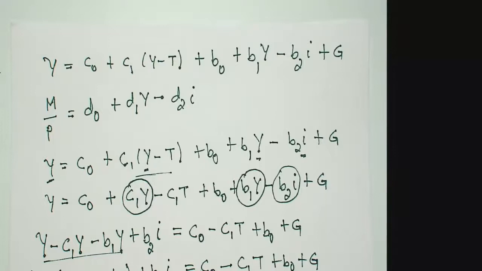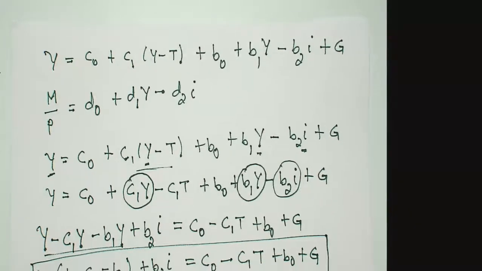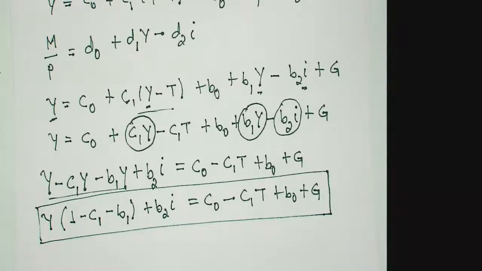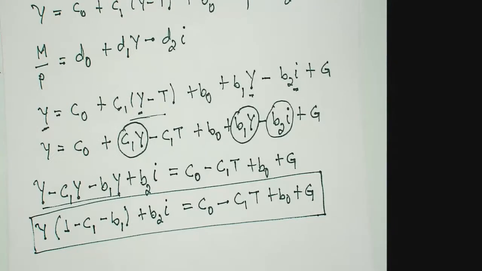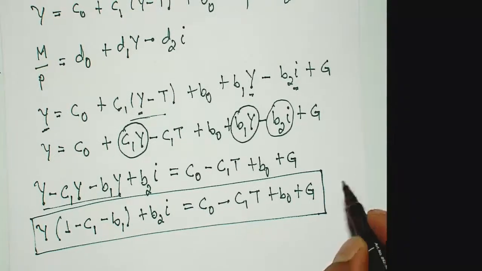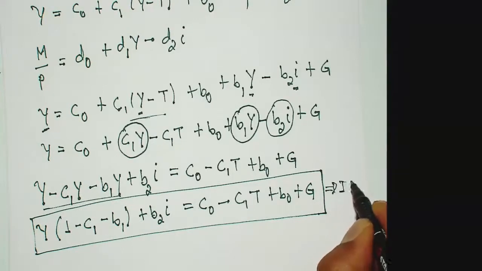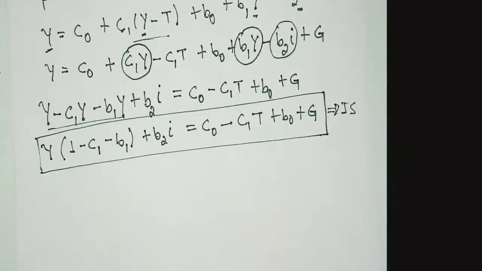With this equation, we have just managed to gather our endogenous variables on the left-hand side of the equation and to put our exogenous variables on the right-hand side of the equation. So this is again the IS curve.